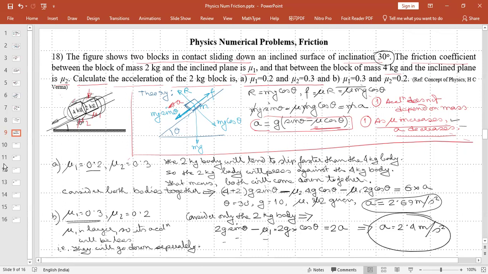That means in the second case, the smaller body, the 2 kg body, will trail behind the larger body, and the larger body will come down with an acceleration of 2.4 meter per second square. Similarly, if the question asks, you can also separately find out the acceleration of the larger body, or 4 kg body. Okay? So next day, we shall see another problem.